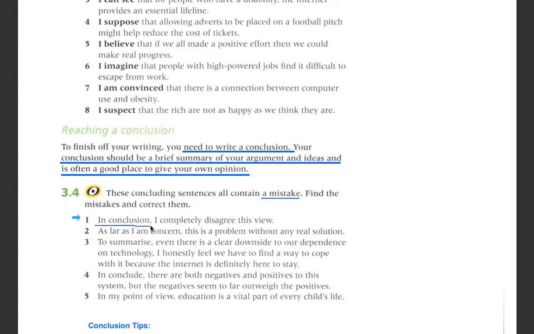All right, this is correct. We don't need to change this. We don't say in my conclusion, just in conclusion. What's missing is the preposition. We agree or we disagree with something.